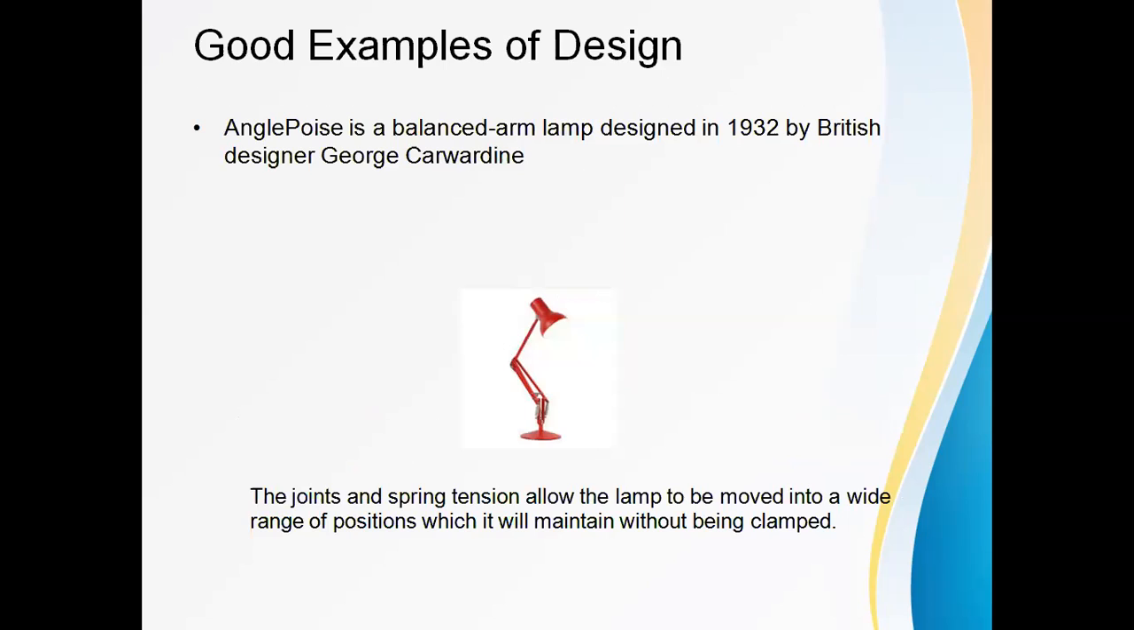Some good examples of design. Anglepoise is a balanced arm lamp designed in 1932 by British designer George Carwardine. The joints and spring tension allow the lamp to be moved into a wide range of positions which it will maintain without being clamped. And this design we are using in today's world also. Therefore, we can say that this is a good example of design.